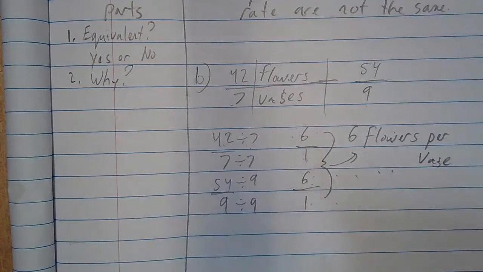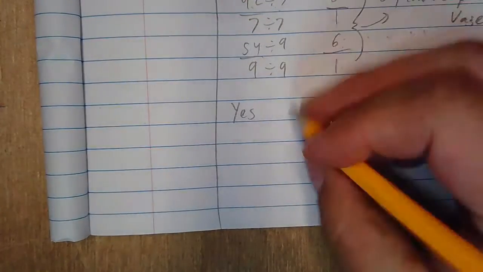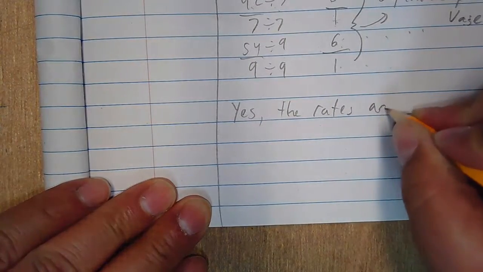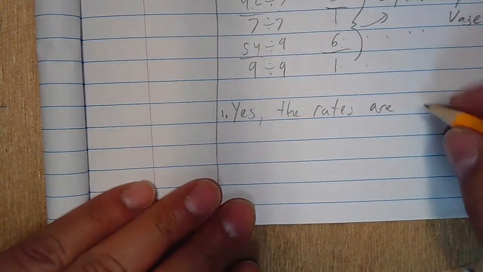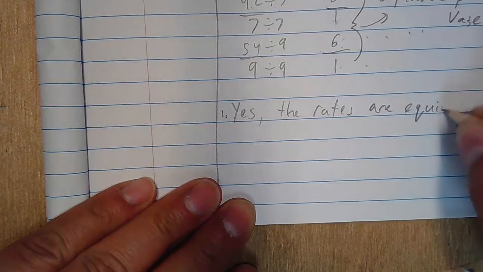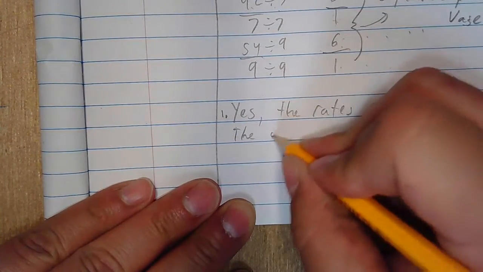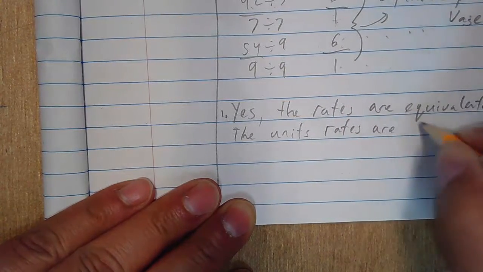All right. So are the rates equivalent? Yes. Whoa, whoa, whoa. Yes. The rates are equivalent. Here's number 1. Might as well number it so you know where we're going. I'm just following the pattern. The rates are equivalent. Why? The unit rates are the same.